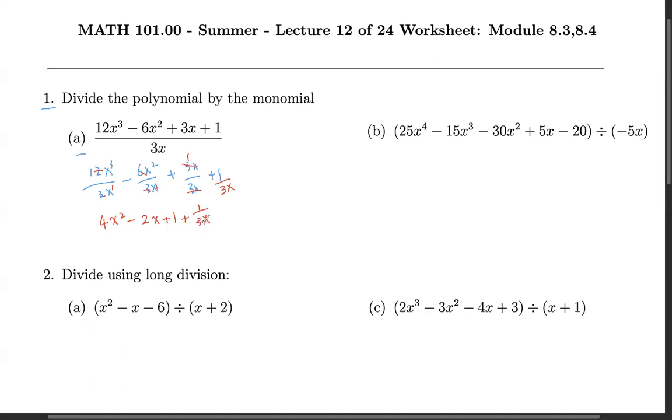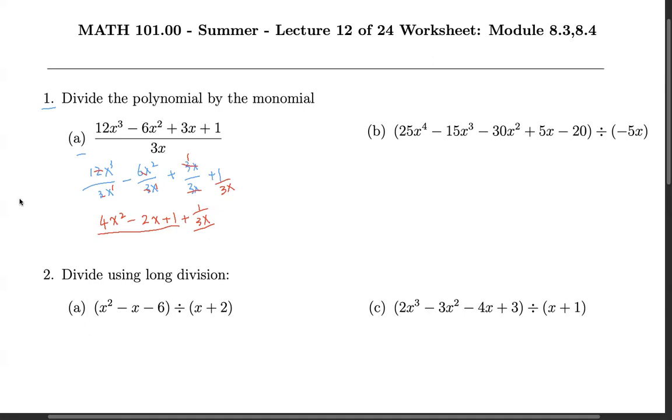So this is a quotient. So this is the result of dividing those two polynomials. We see this is a polynomial degree 2, but this is a rational expression because the variable x appears in the denominator. So this is the answer for A.